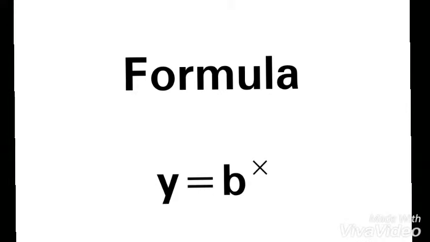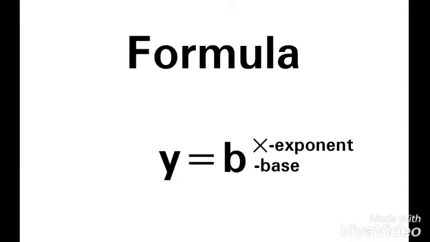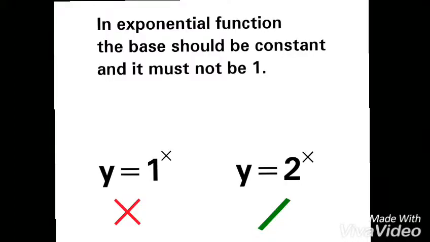The formula for an exponential function is y is equal to b raised to x, where b is the base while x is the exponent. In an exponential function, the base should be constant and it must not be equal to 1, nor less than 1, because when your base is 1, automatically your answer will be equal to 1.